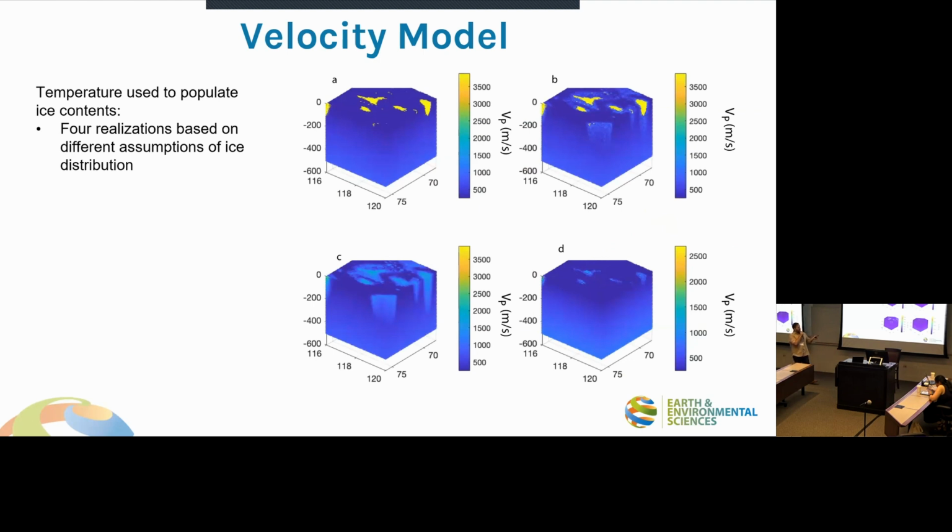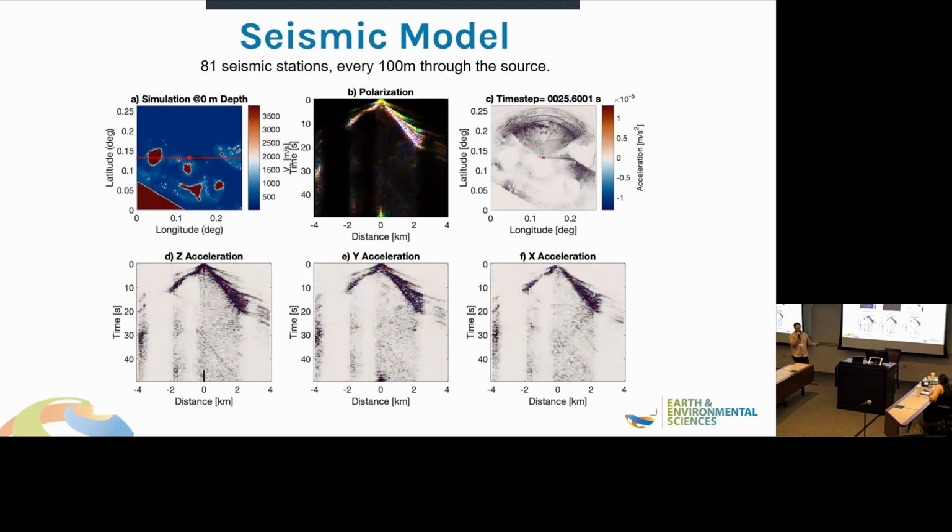Maybe you have massive ice that sits only in the permanently shaded regions. Maybe you have massive ice with halos of disseminated ice in the other cold regions. Maybe you only have disseminated ice, or maybe you're really restricted to having disseminated ice just in the very darkest and coldest regions. We then take this data and run synthetic seismic experiments. So here we have an experiment that's run with 81 seismic stations every 100 meters through the center of our model, and a source that's right in the middle. And then we can look at what a real seismic experiment on the moon might look like.